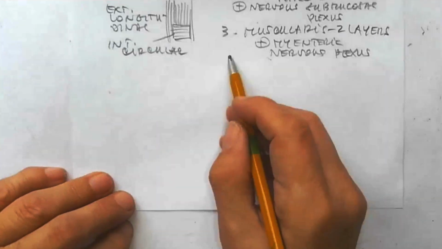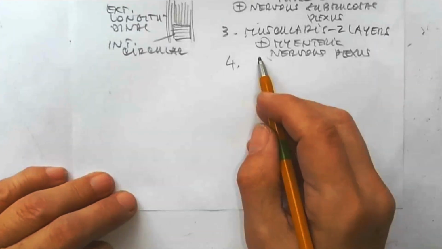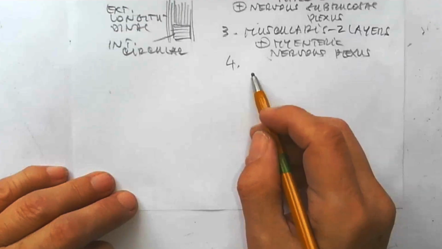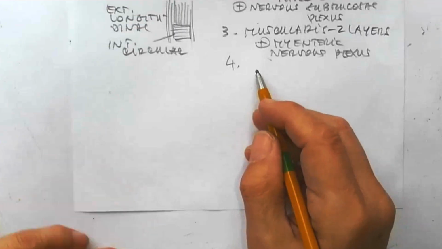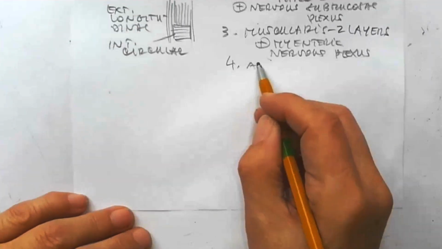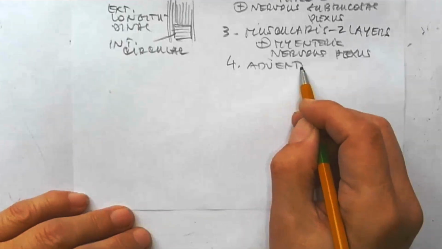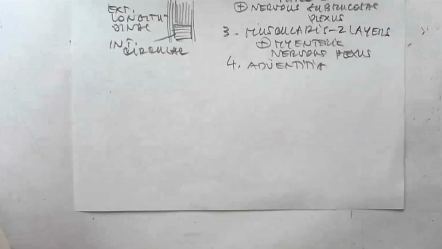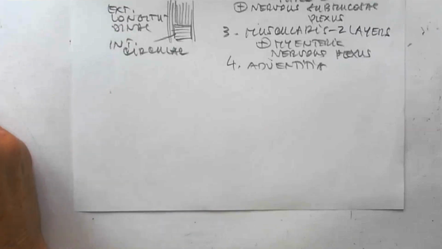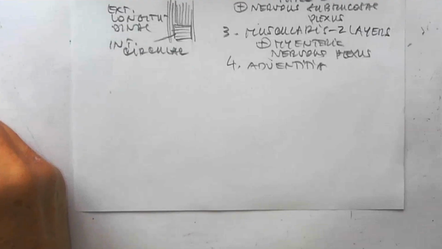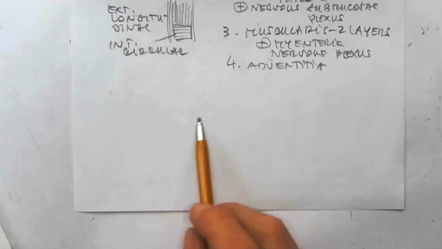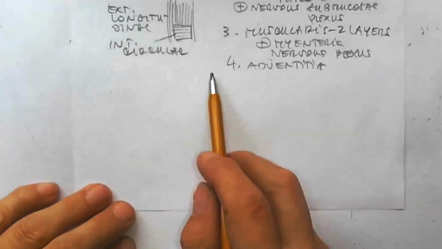Concerning the last one, the last layer, number 4, is adventitia. Yes, adventitia. We know that. We will draw a diagram.